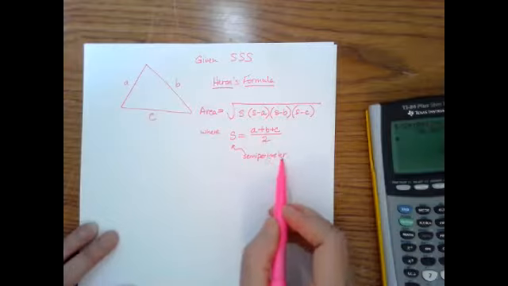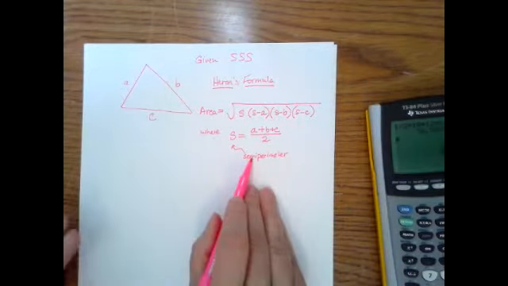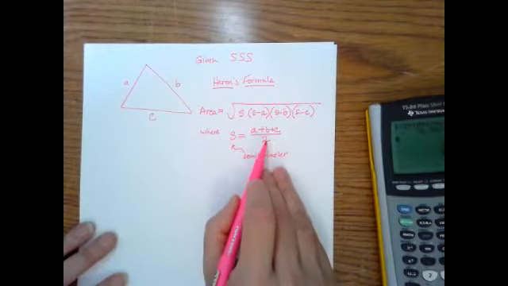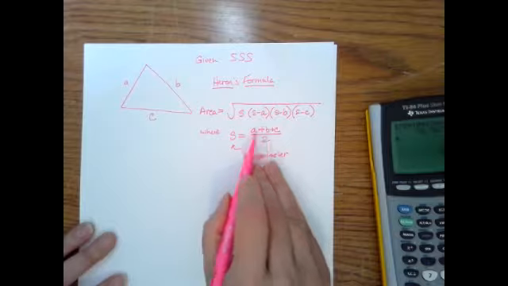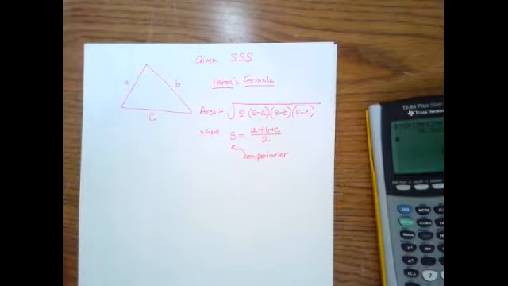Think about what perimeter means. It means you're going to add all the sides up, and semi is the idea of cutting that total in half. So you see the perimeter is A plus B plus C, but then we cut it in half to create the semi-perimeter. And that number is used in 4 different spots in this formula.